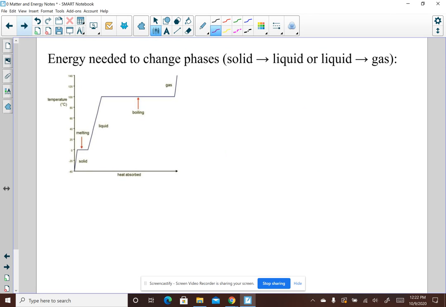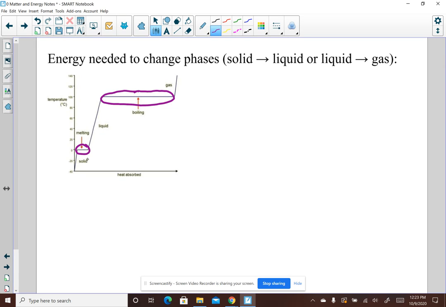When the phase changes, so here and here, my temperature is not changing. So if I were to use that mcΔT formula, if my delta T is 0, then when I multiply that by mass and specific heat, I'm going to get 0 as the amount of heat absorbed, which doesn't make any sense because if my substance is melting or boiling, I know that there must be heat being added. So we can't use that formula to talk about a phase change.